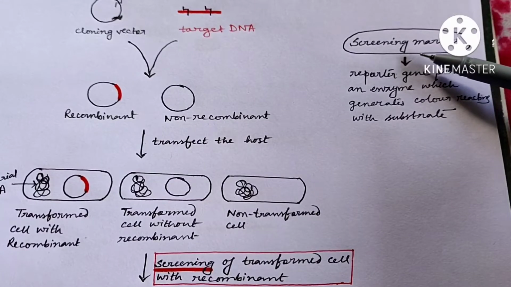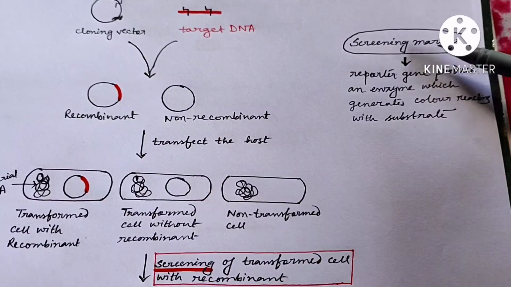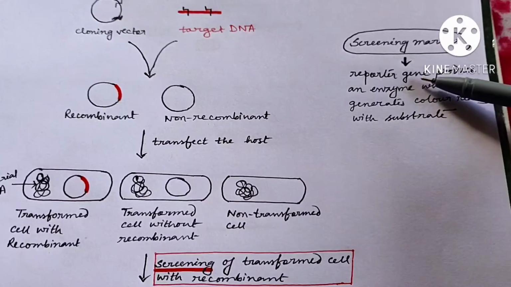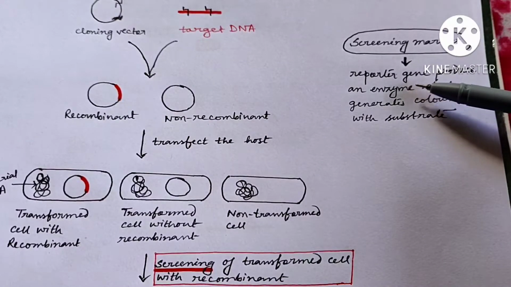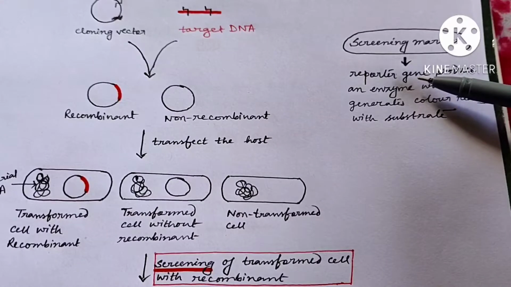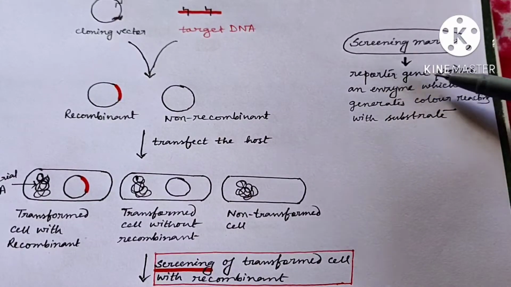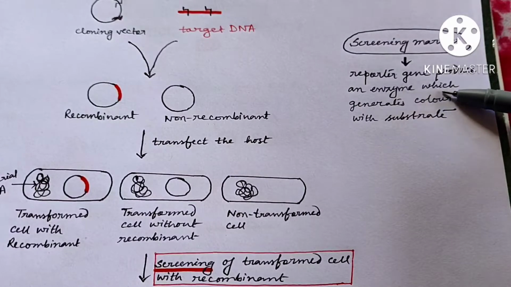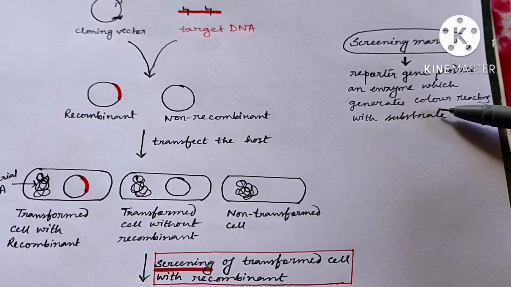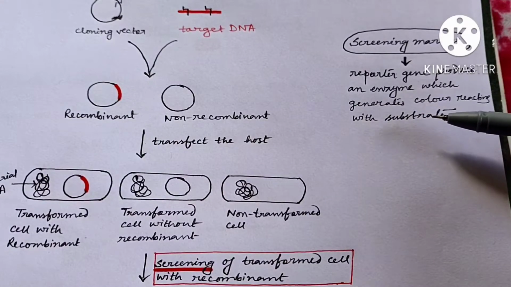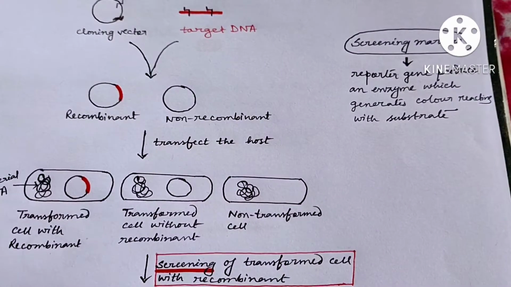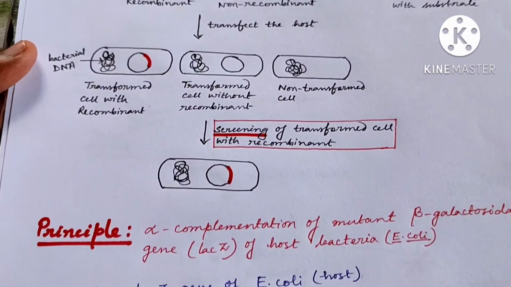In the blue-white screening method, we are using some screenable markers which contain reporter genes, like here the LacZ gene, which we will discuss briefly. The LacZ gene produces an enzyme, beta-galactosidase, which generates the blue color by reacting with the substrate. The substrate is X-gal here. So what is the principle behind this blue-white screening method?